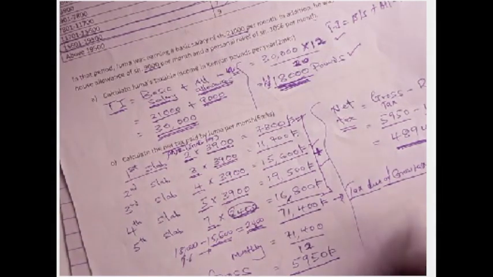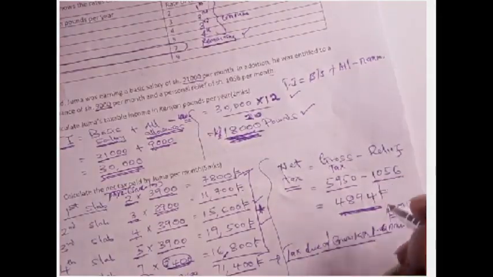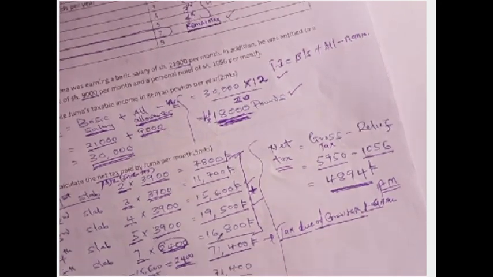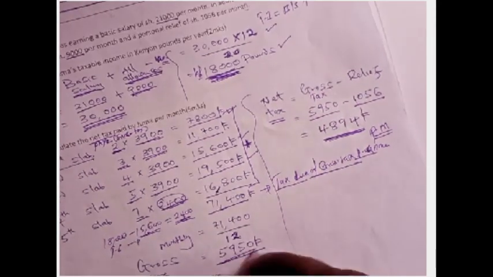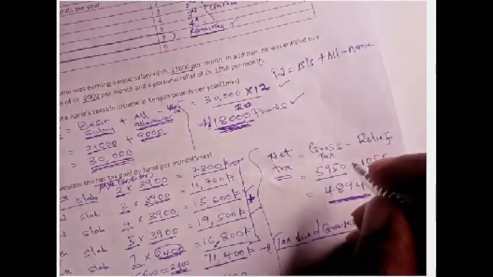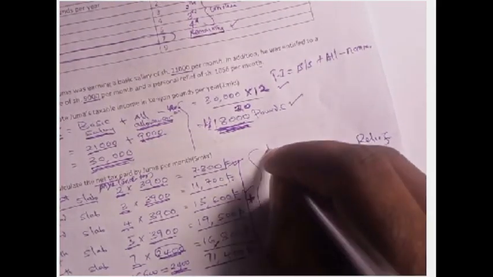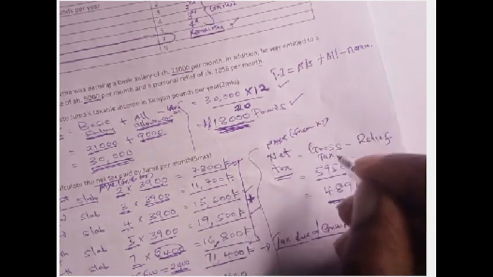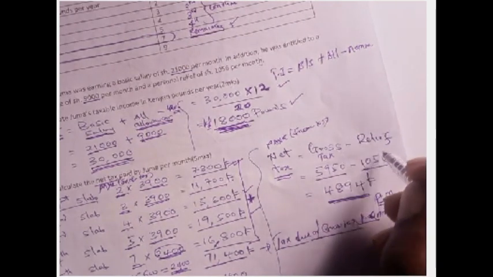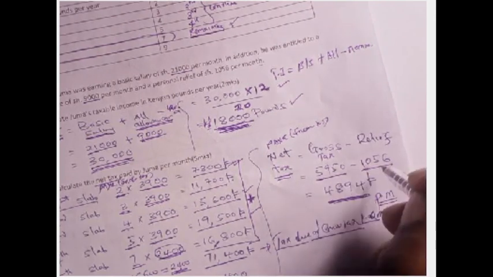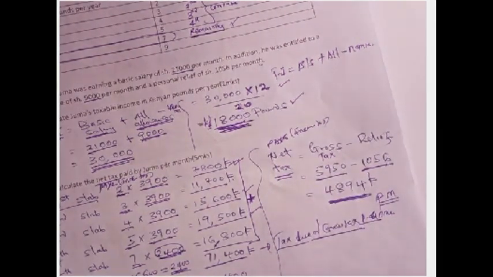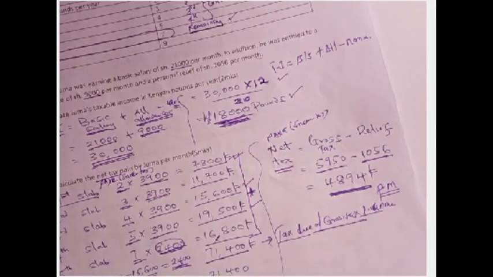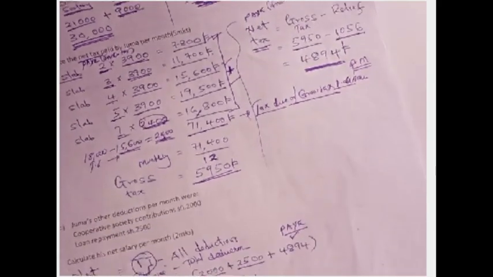That is per year. We convert this to monthly. We divide by 12, which gives us 5,950, and then we find net tax, which is the same as PAYE or sometimes income tax, equals gross tax minus relief, which is 5,950 minus 1,056, which gives us 4,894 per month. So that's all for that question, part B.